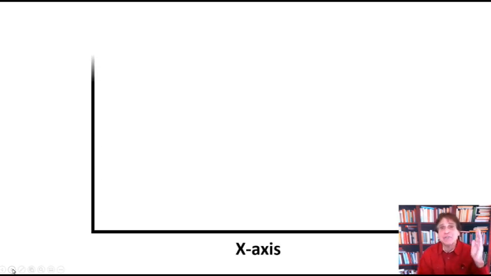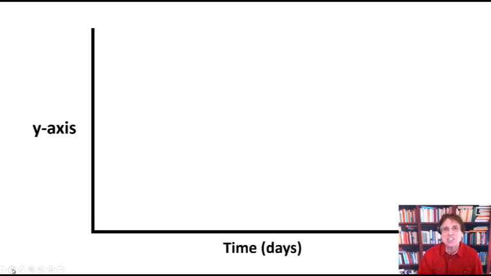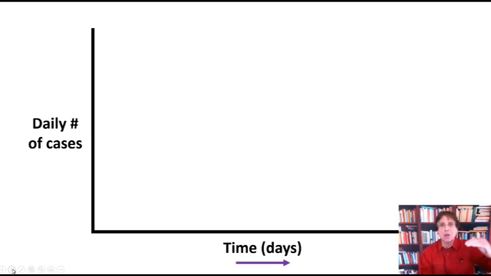We'll begin with the x-axis, which is that horizontal line, and we also have a vertical line, and that is called the y-axis. We'll label that x-axis time, and we'll use the unit days. So as we go from left to right, we increase in the number of days. That y-axis we'll call the number of daily cases. And as you go higher up on the y-axis, you have an increase in the number of these cases.